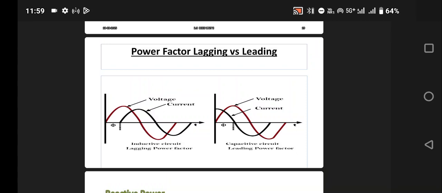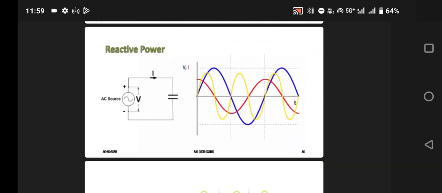The leading as well as lagging power factor is represented in this diagram. Normally, an inductive circuit has a lagging power factor. In this, the current lags the voltage by the angle of phi. Normally, capacitor circuits have a leading power factor. Leading power factor is nothing but the current leads the voltage by the phase angle of phi. The reactive power is represented in this manner.